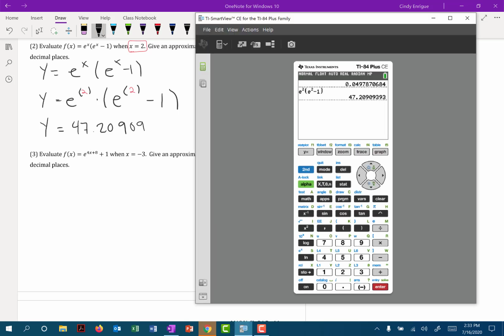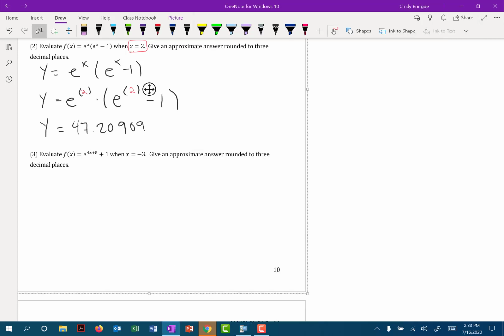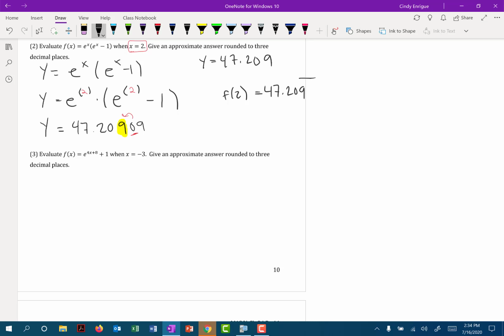So it was 47.20909. So by 4 decimal places, I mean we're going to look at our 3rd decimal. So that 4th decimal is going to tell us what to do. So this tells us that y is equal to 47.209. So I know that f of 2 is equal to 47.209. And that ends up becoming my final answer.